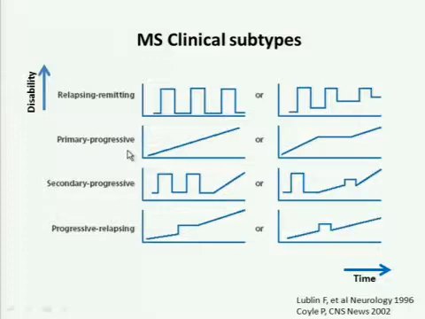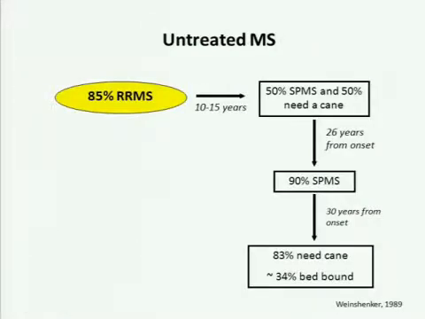Primary progressive MS is distinguished from others in that from the get-go, you're progressively accumulating disability. You may or may not have any relapses. If you do have relapses in that course, then you would be in that progressive relapsing category at the bottom of this. So what happens when MS does not get treated?